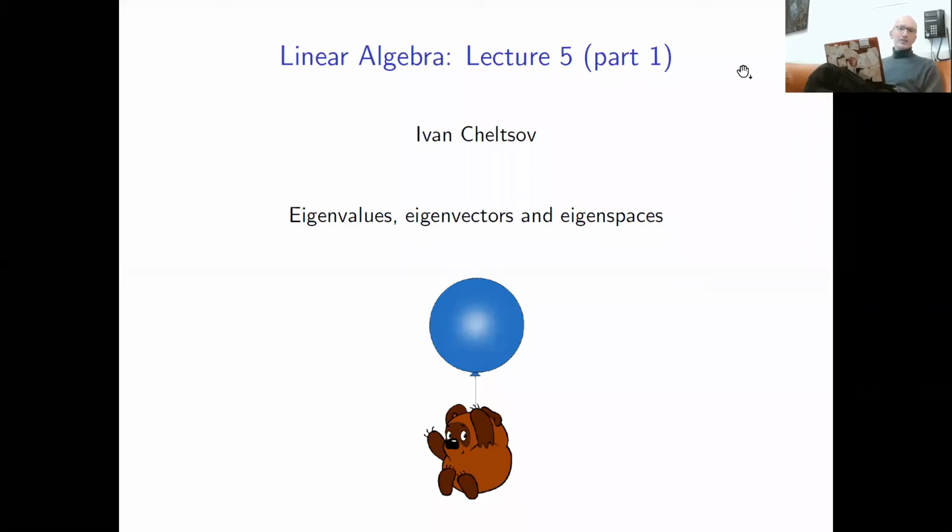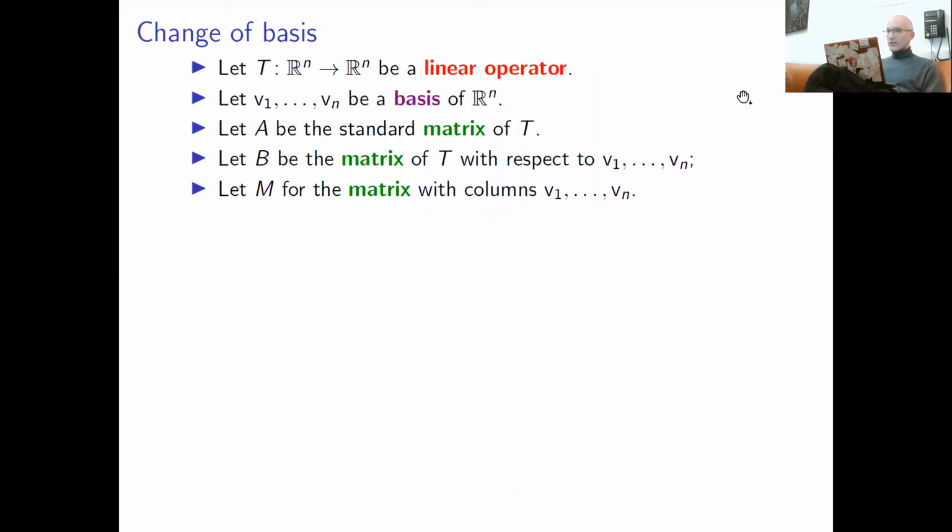Hello, this is the first part of the fifth lecture of linear algebra, and this part is about eigenvectors, eigenvalues, and eigenspaces. Let me start this lecture by recalling a theorem which we discussed in the previous lecture. This theorem is about matrices of a linear operator in different bases.